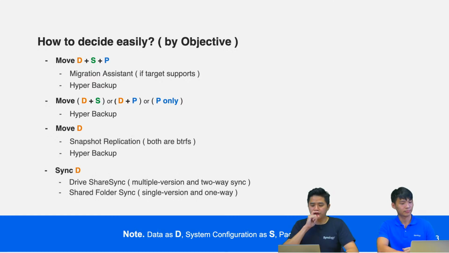So Drive Share Sync and Share Folder Sync are for synchronizing data, and they can only be used when we have fewer files, right? Exactly.